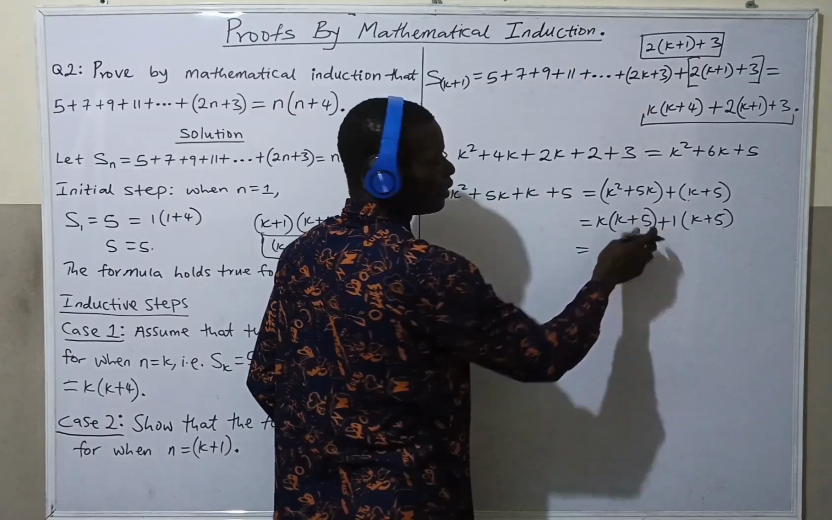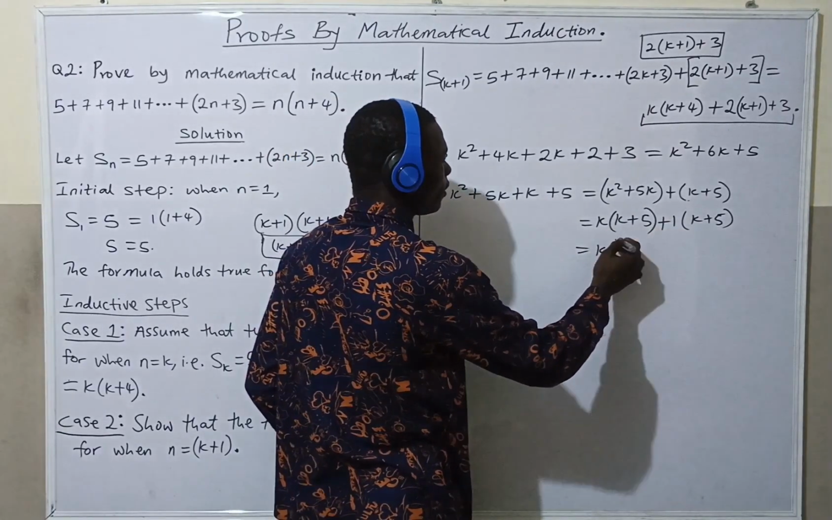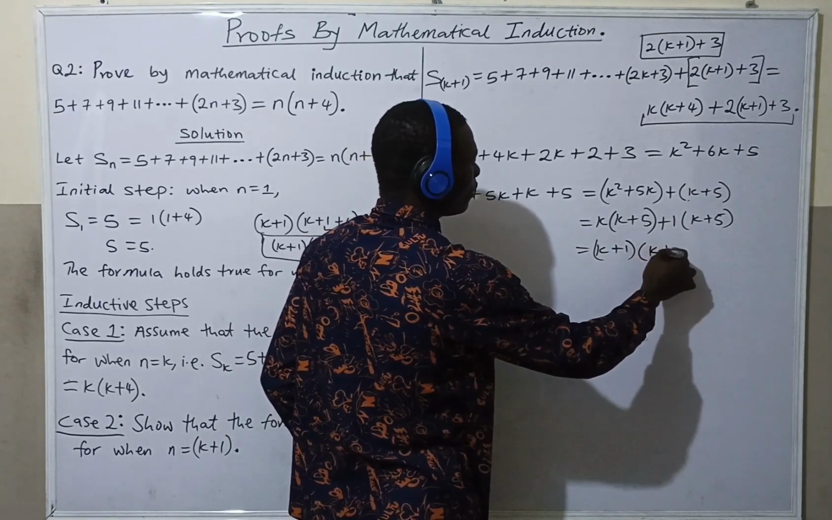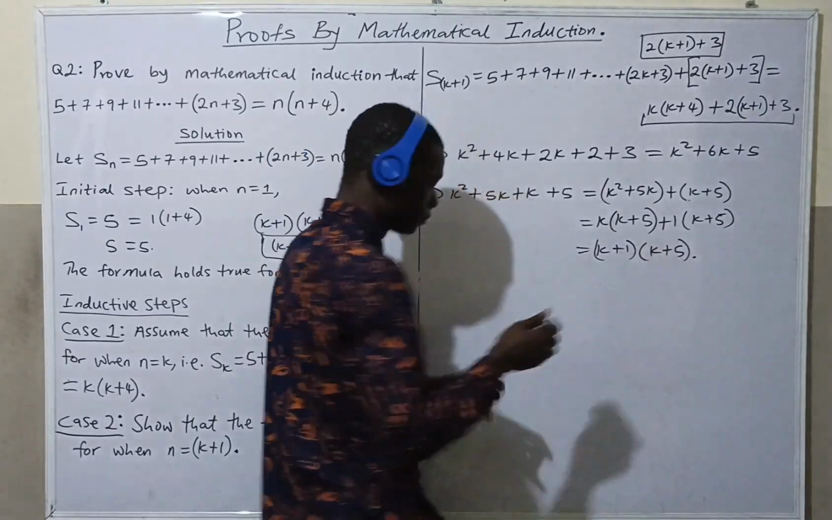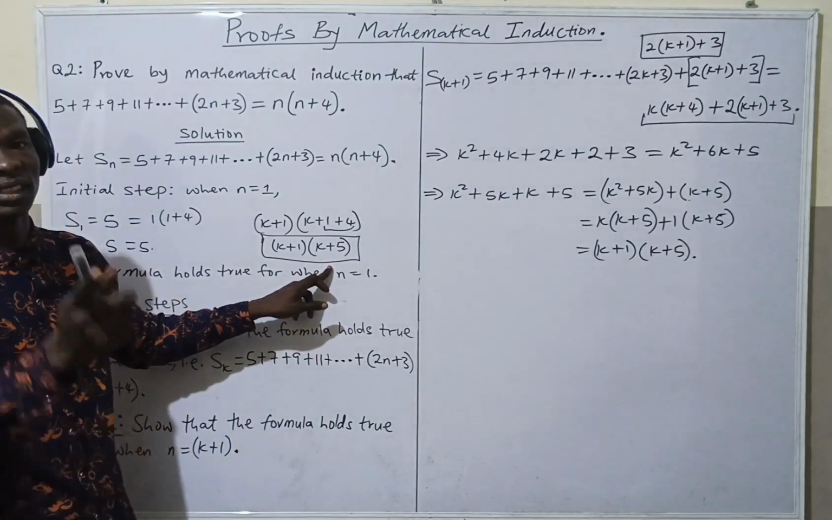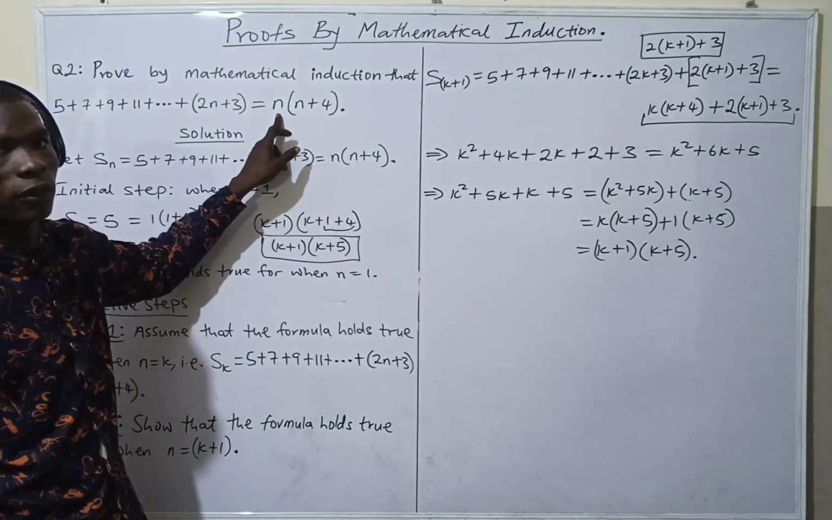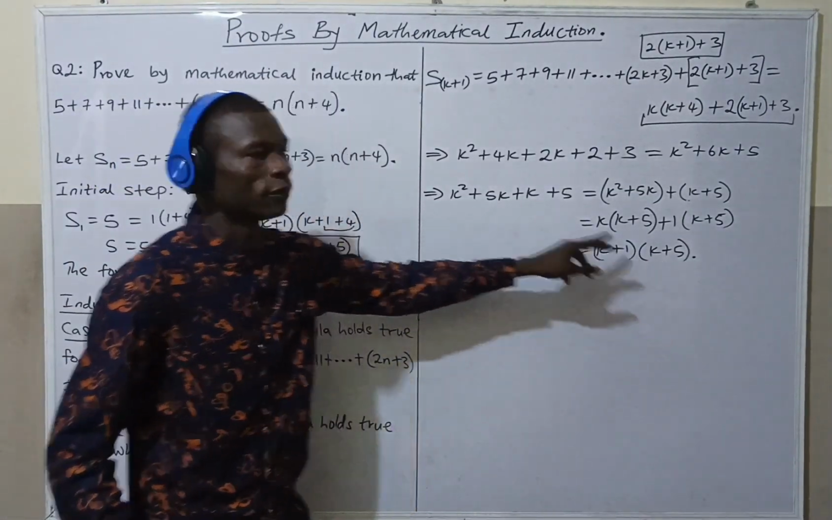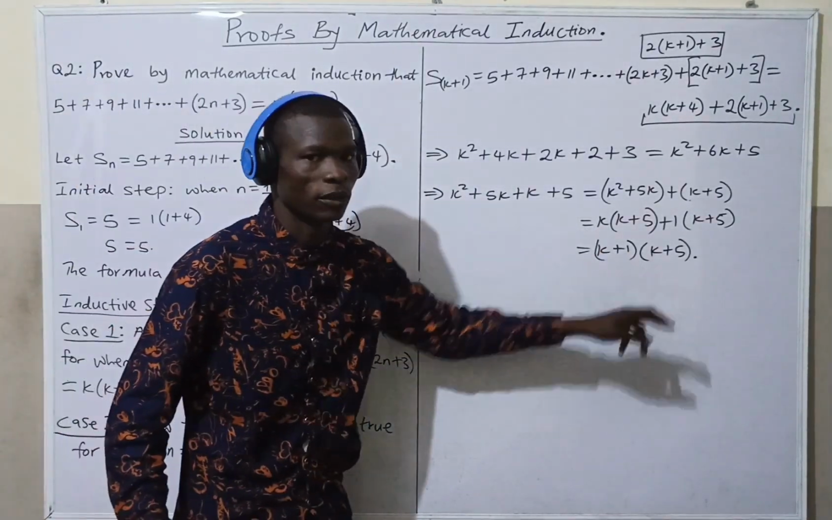In that situation, these two brackets are exactly the same thing. So you just want to factorize because they are common to the two. So you have k plus 1 in the first bracket, and then k plus 5 in the second bracket. Now, we have been able to bring this particular one to this format. It means that our goal has been achieved. K plus 1, one step forward of n plus 1, k plus 1. K plus 5, one step forward of n plus 4, n plus 5, k plus 5.